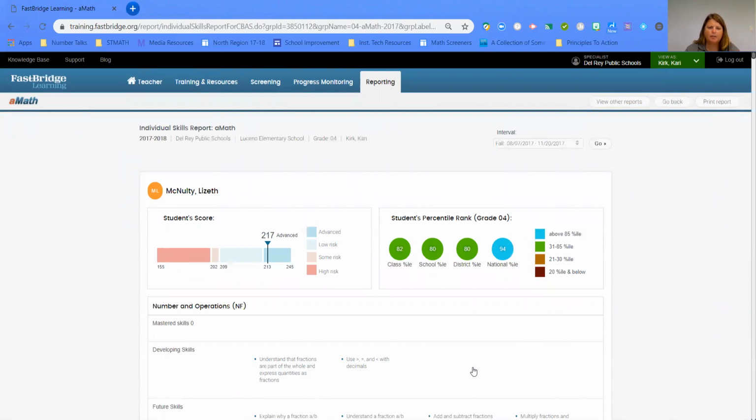So the nice thing about this report is that I can see where the student scored in relationship to those cut scores. So at 217, my student was marked in advanced, and I can see that that's about 4 points above where the cutoff is for advanced. And so it shows me if I have students that are on the bubble, especially students in this low risk category, and bubble kids for this some risk category. We'd want to keep those students in mind as we're teaching.